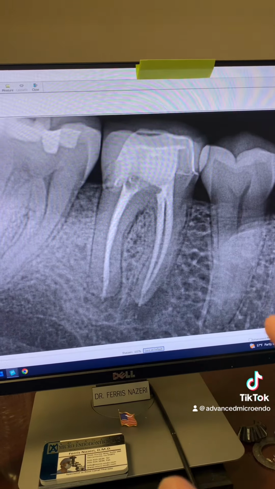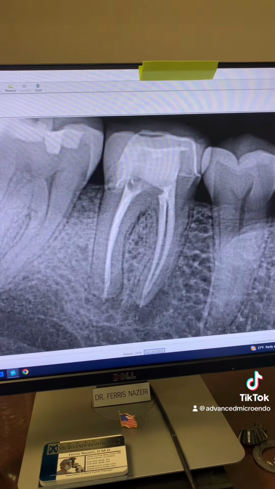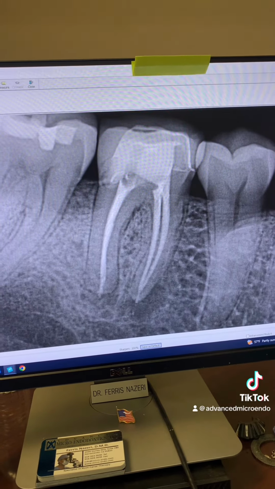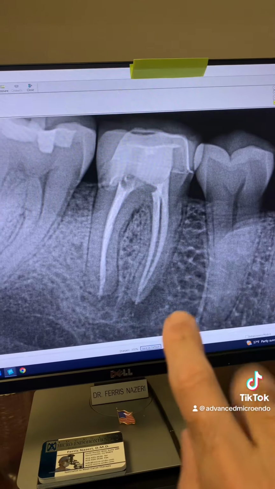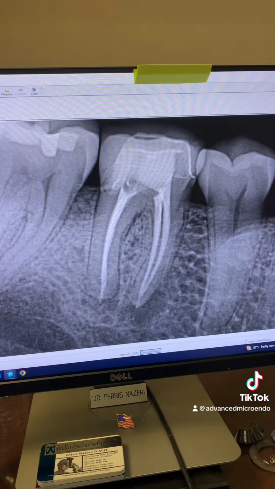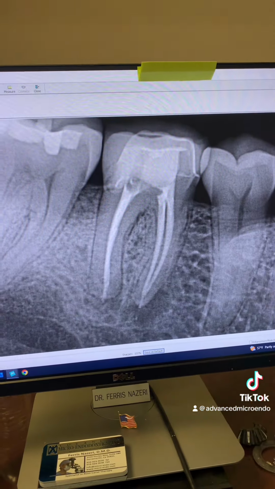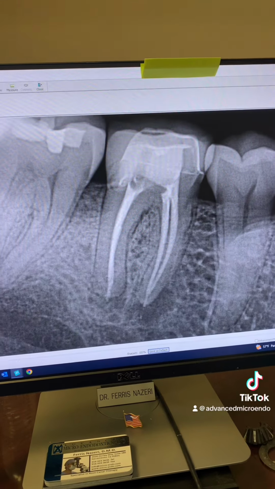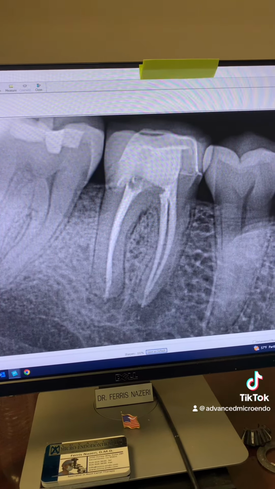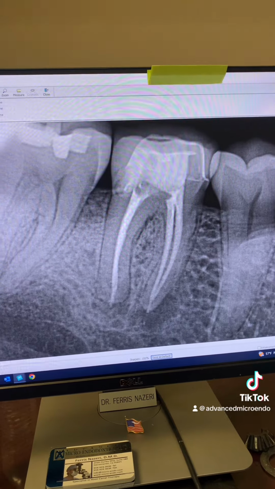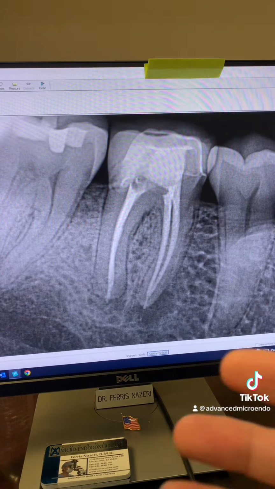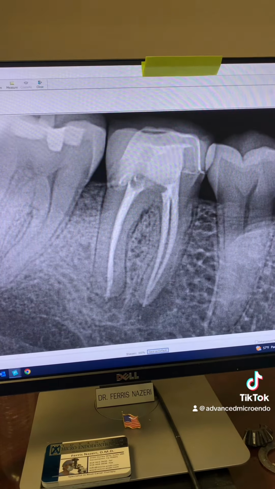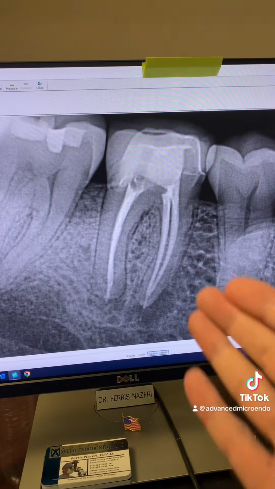But I wanted to make sure that this is indeed the case, even though the patient had symptoms. Okay, so I requested X-rays from the dentist who had done the root canal about a year ago. So my office just called his office, and he graciously sent us the X-rays.